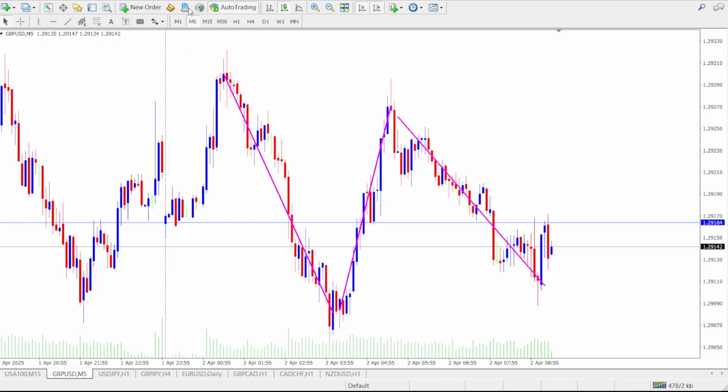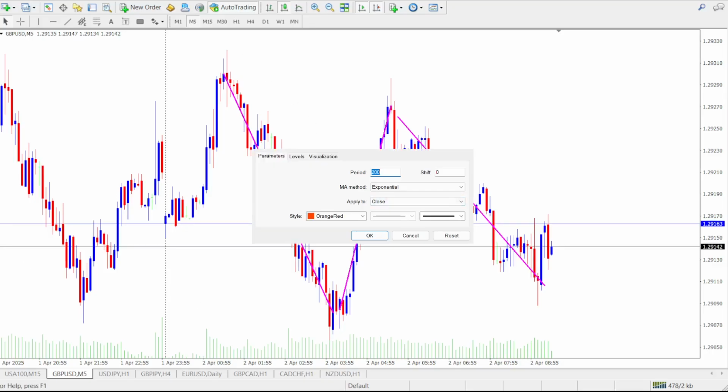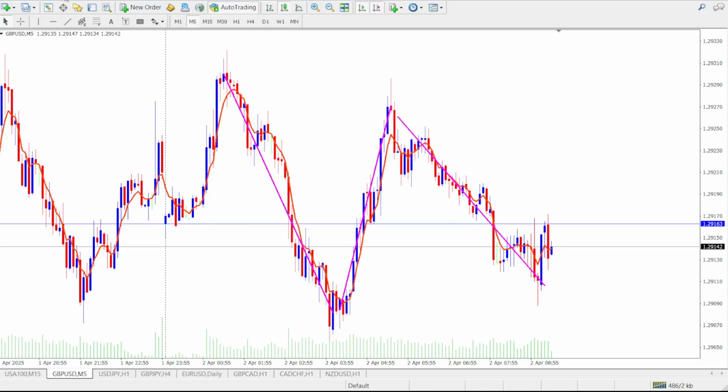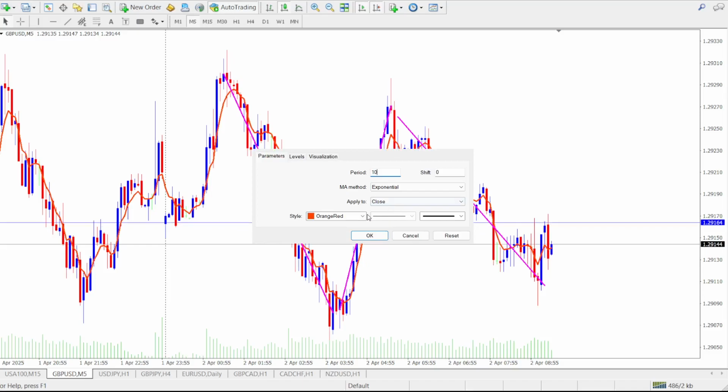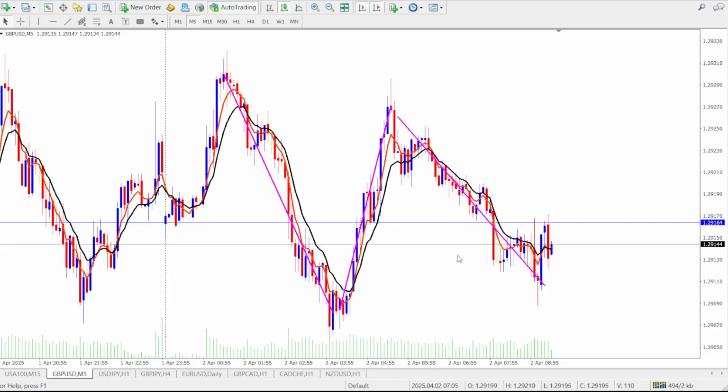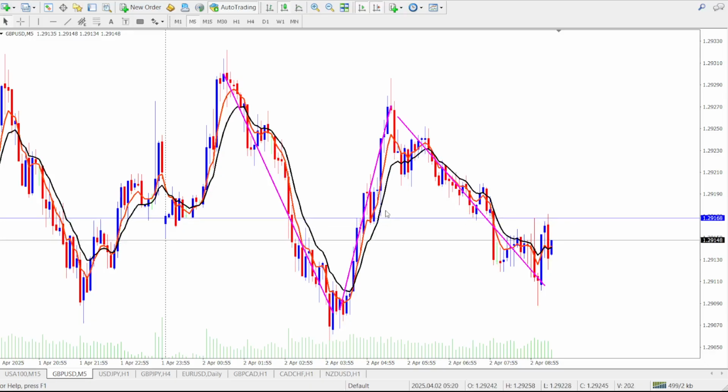We will use the 5 EMA and the 10 EMA. Okay, so I'm adding the 5 EMA right now, and then I'm going to add the 10 EMA right now as well. All right, so we're going to be using the 5 EMA and the 10 EMA.